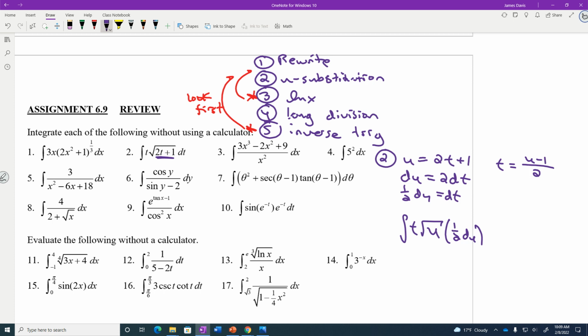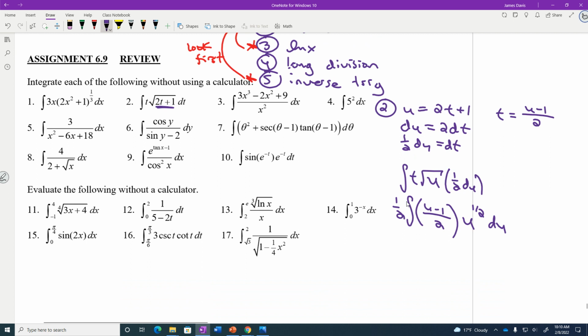So now let's put that in. The 1/2, let's pull in front. u minus 1 over 2. And I'm just going to go ahead and write this as u to the 1/2 power, just so it's a little better. Now, we still can't do it yet because it's still a product there. But we could still simplify this further.